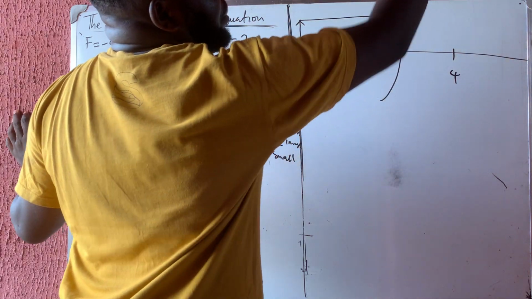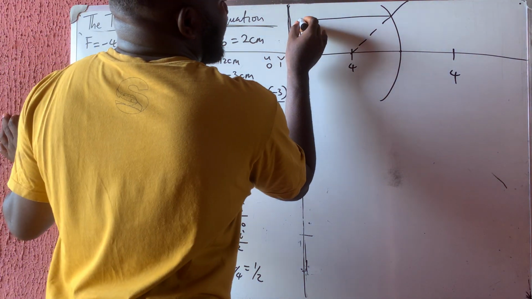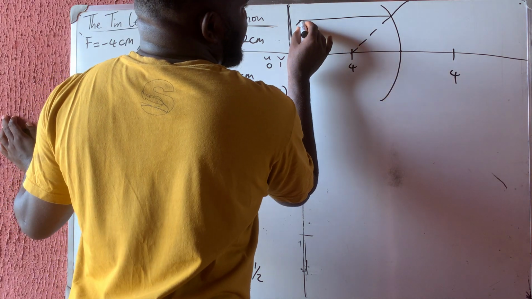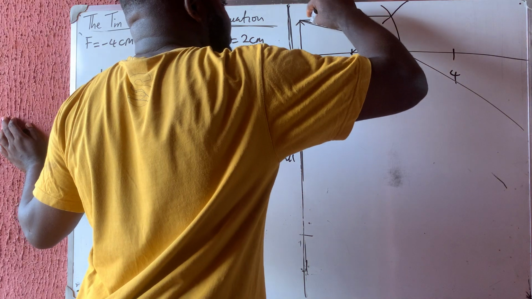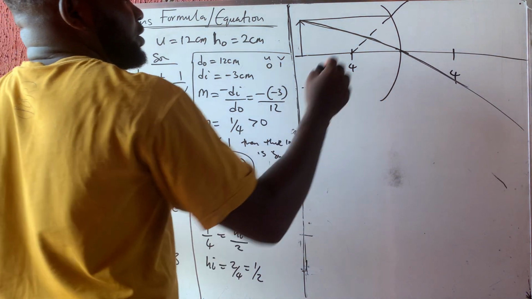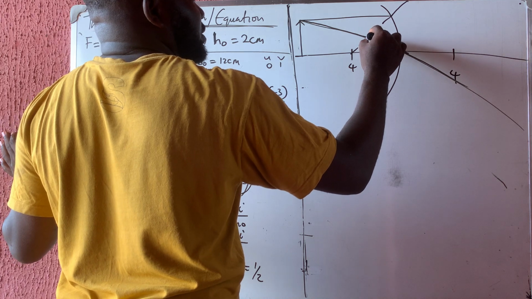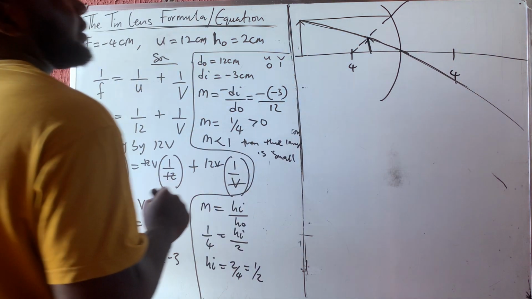So it continues that way. My board is very small, so it continues that way. And the one that moves to the center goes the same straight line. It doesn't bend. So this is where they met. So this image is formed here, upright.